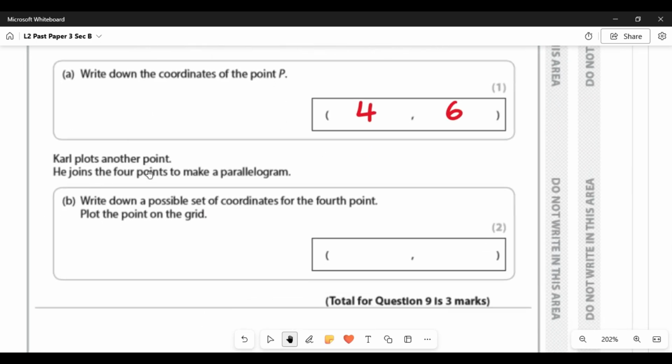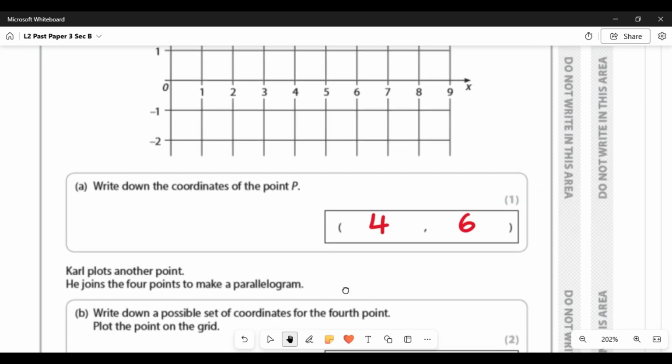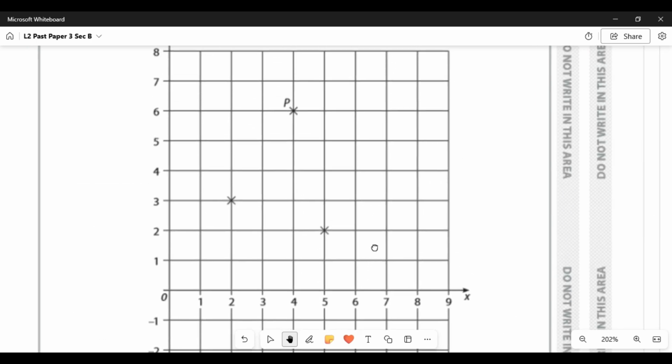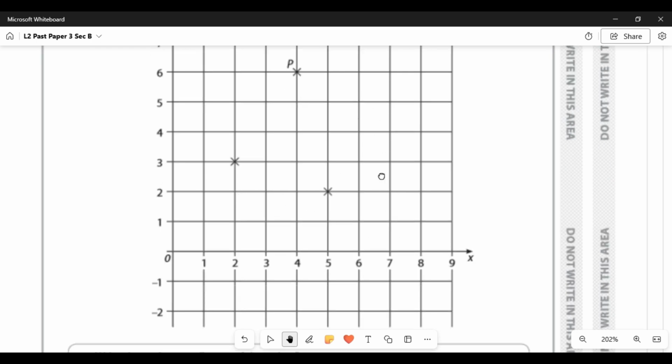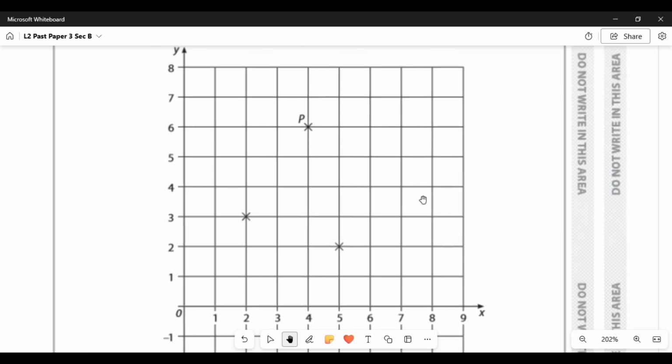Then it says Carl plots another point. He joins the 4 points to make a parallelogram. Write down a possible set of coordinates for the 4th point. Plot the point on the grid for 2 marks. So if it's a parallelogram, obviously all the sides have to be parallel. So I reckon there's 2 possible answers for this. The obvious one would be somewhere around here, but where exactly, because you have to be accurate, because all the sides have to be parallel.